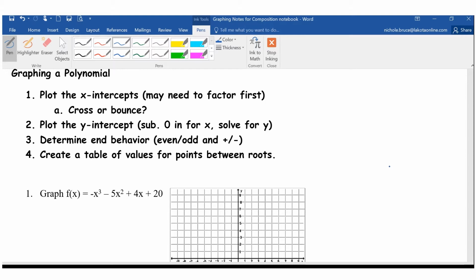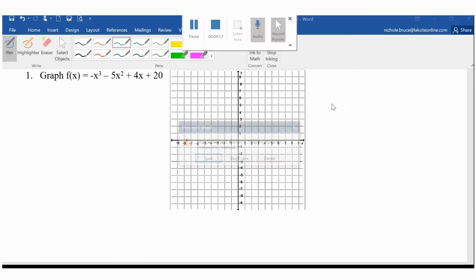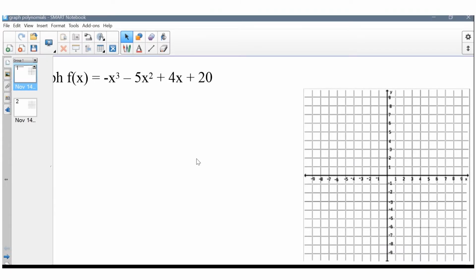If you look at this example number 1, it's not factored yet, so we are going to have to do that. After we plot the intercepts, then we're going to do the y-intercept. Then we're going to talk about behavior. Then we have to do a table of values. So, you can look at those steps as we go through, and we're going to do number 1 here.